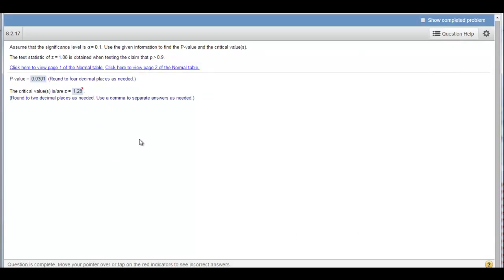So the thing to remember is that the p-value is the area outside of the test statistic. This is a one-tailed test to the right since we're testing whether or not the population proportion is greater than 0.9. And alpha is the area outside of the z-critical value.